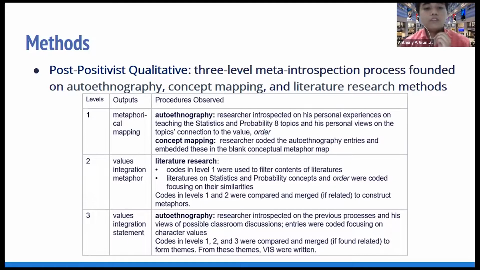So employing literature research method, I made use of the codes on level one to filter contents of literatures. Literatures on statistics and probability concepts and order were coded, focusing on their similarities. And the codes in levels one and two were compared and merged to construct metaphors. For the third level of meta-introspection, the goal was to create the values integration statement. I made use again of the autoethnography methodology. I introspected on the previous processes and my views on the possible classroom discussions.